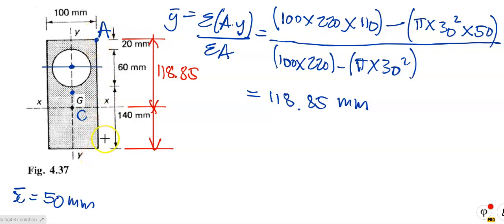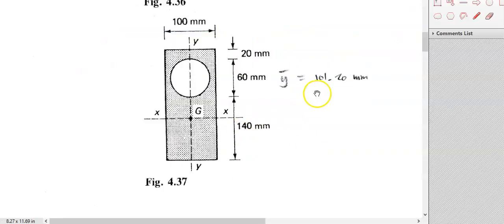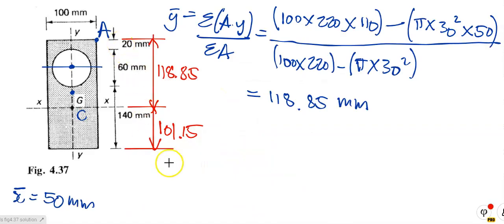What's the full height? The full height is 220. So I take that away from 220, and I get 101.15. Let me check the answer. There's the answer. They got 0.20. We got a slightly better answer. The answer they've given here is from the bottom up. But you worked the answer from the top down.